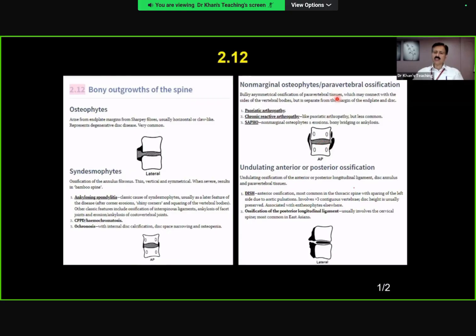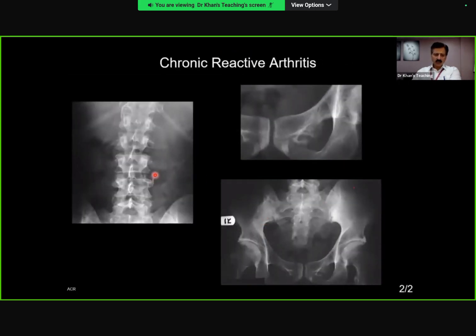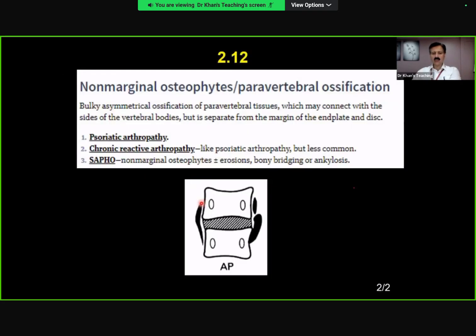So when will you see this paravertebral ossification? You will see it in psoriatic arthropathy and chronic reactive arthropathy. SAPHO, I believe, is slightly beyond 2B, so I'll not teach you SAPHO. But these two, you have to remember. So we'll come back to this entity later on. Now, if you see here, in the case which we saw, look at this. This is maybe attached to the vertebral body. It is going here, but it is not arising from the annulus.